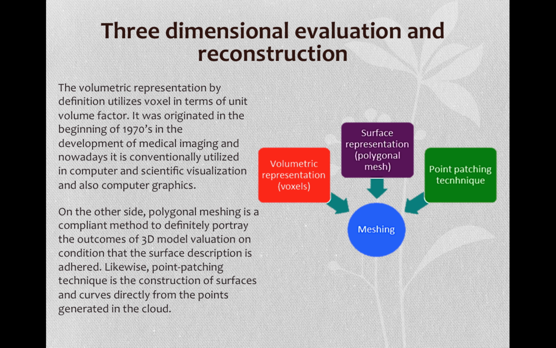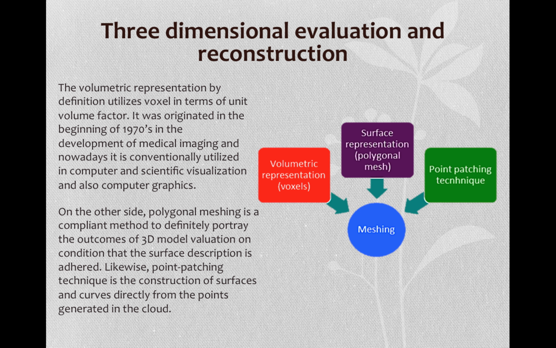The following sequences in the progression of the 3D geometric model are the meshing and the texturing phases. There are three types of meshing process. The volumetric representation, by definition, uses voxel in terms of unit volume factor. It originated in the beginning of the 1970s in the development of medical imaging, and nowadays, it is conventionally used in computer and scientific visualization. However, the major drawback for this volumetric representation is it requires tremendous storage volume during the meshing process.